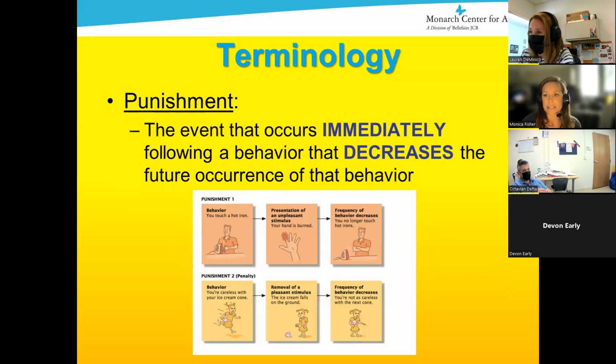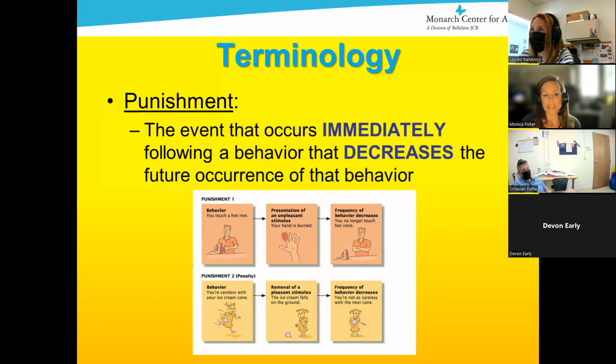Punishment is sort of the opposite of reinforcement. It's an event that occurs immediately following a behavior that decreases the future occurrence of that behavior. And these are some simple examples of punishment. Typically, when we think about punishment, just outside of behavior analysis, a lot of people think about things like yelling at a child or putting them in timeout. And yes, maybe those can have some punishing effects on behavior, but that's not what we're talking about in behavior analysis.